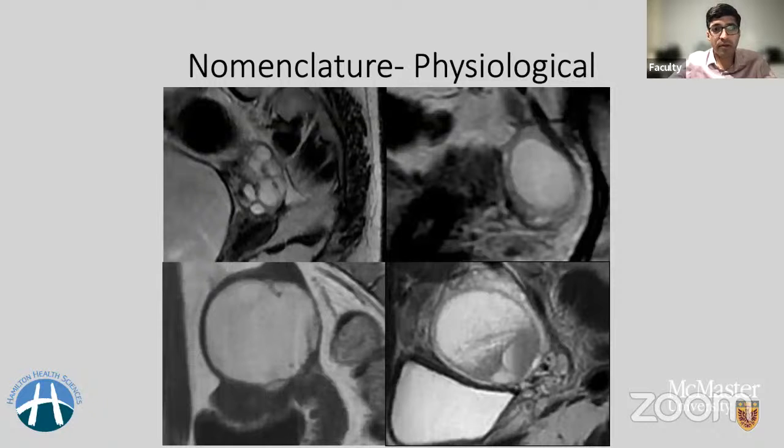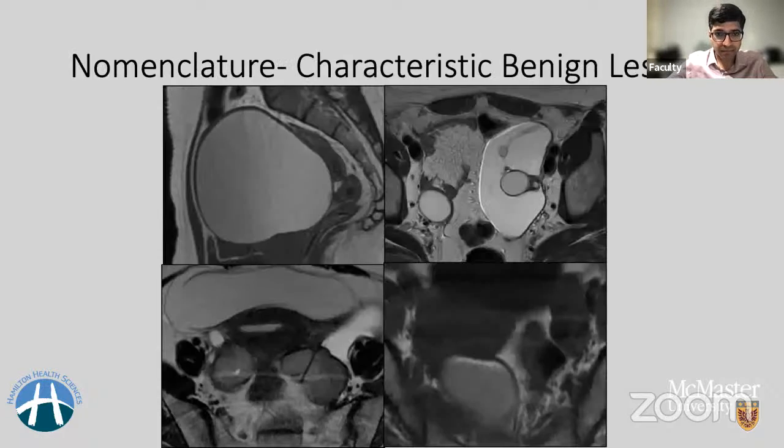Let's look at some of the nomenclature of physiological processes. We looked at some of these on ultrasound. So normal benign follicles on this sagittal T2 image, then a corpus luteum cyst, which is going to have somewhat of a smooth peripheral wall thickening. Then you have this sagittal T1 weighted image, which shows a hemorrhagic cyst, which is less than 3 centimeters. And then another hemorrhagic cyst with fluid levels here, less than 3 centimeters. So remember, simple or hemorrhagic cysts less than 3 centimeters can be considered normal. This is a very important point to remember.